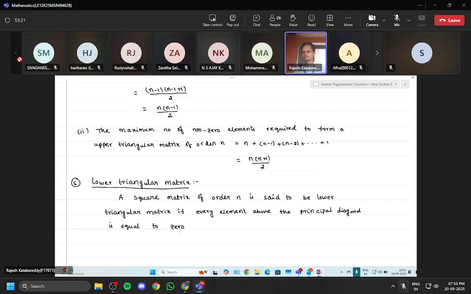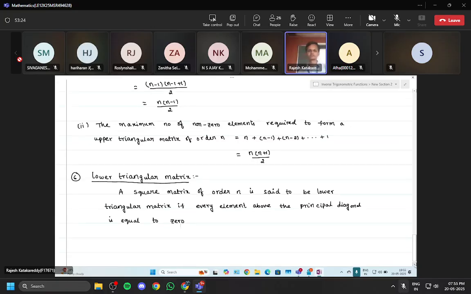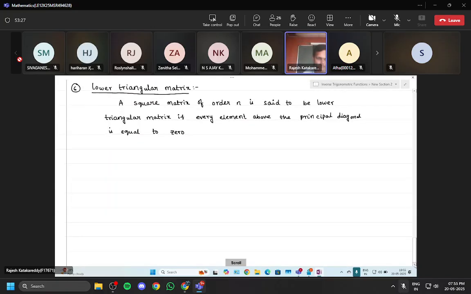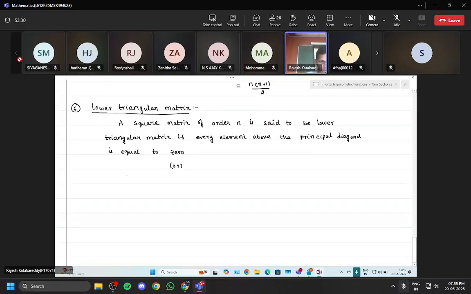Mathematically, we can write that a square matrix M = [Aij] n by n is a lower triangular matrix if Aij = 0 for all i less than j.